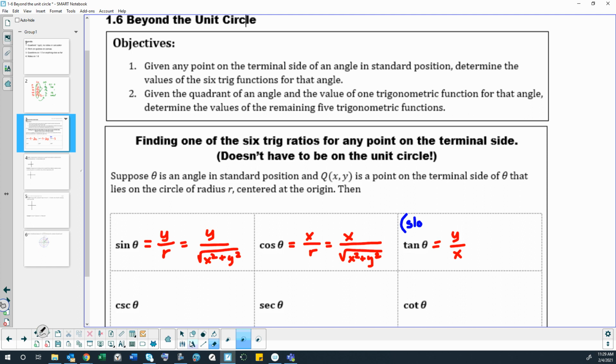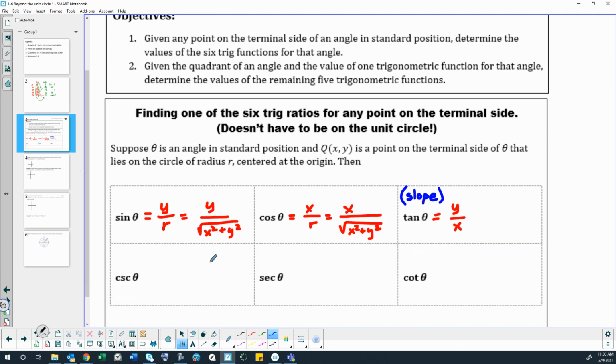When tangent is negative, that means your line is sloping negative, if you remember this stuff from algebra. When tangent is positive, that means your line is slanting in the positive direction, right? So anyway, there you have it.